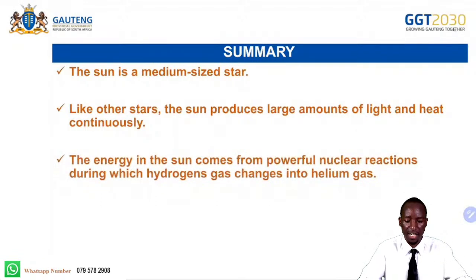The energy in the sun comes from powerful nuclear reactions during which hydrogen gas changes into helium gas. Remember the nuclear reaction where we said that the hydrogen atoms go through nuclear fusion and then they are turned into helium atoms.